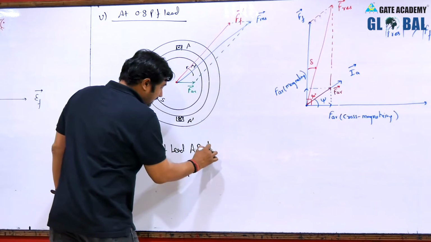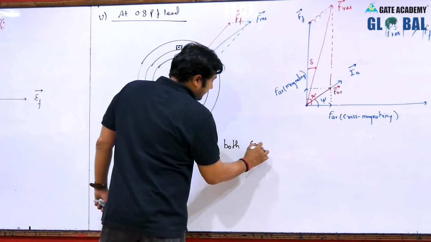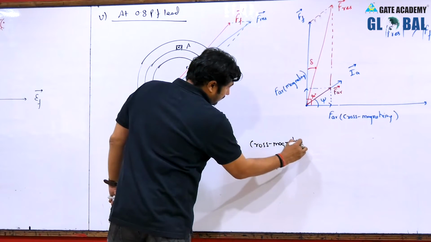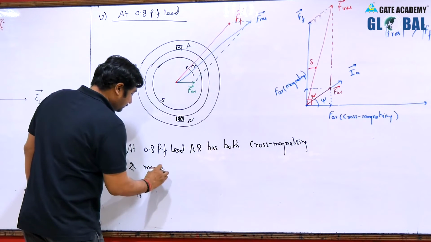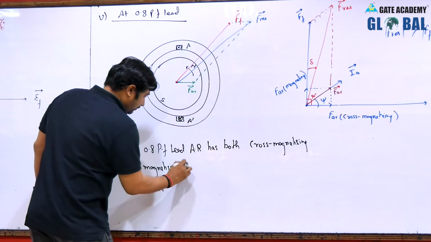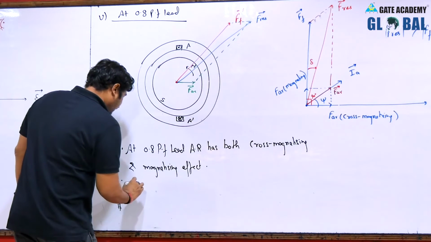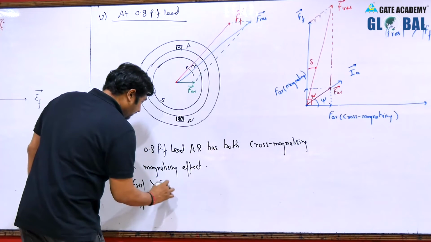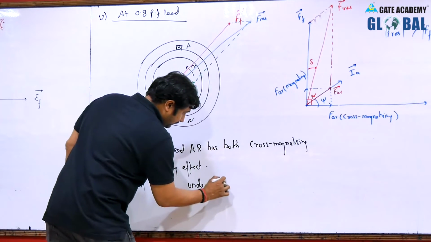Now, you can say, sir, at 0.8 power factor lead, armature reaction has both cross magnetizing and magnetizing effect. F resultant magnitude is more than FF, so the generator is said to be under excited.